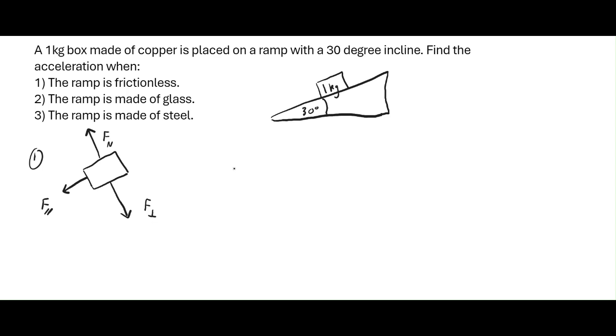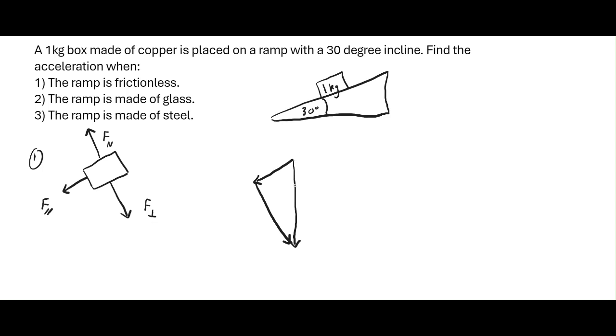So let's find what all of these forces are. Our full force of gravity goes straight down. Try to draw that a little more vertically. There we go. There's our force of gravity. And we will break this up into two components. One that goes along the ramp and one that goes into the ramp. I'll try to draw that one again too. Oh, there we go. That's a little better.